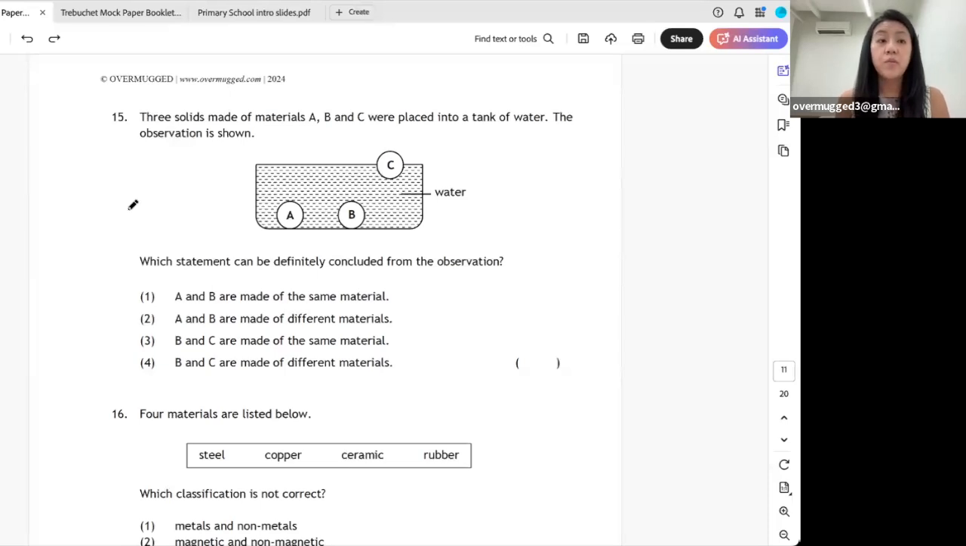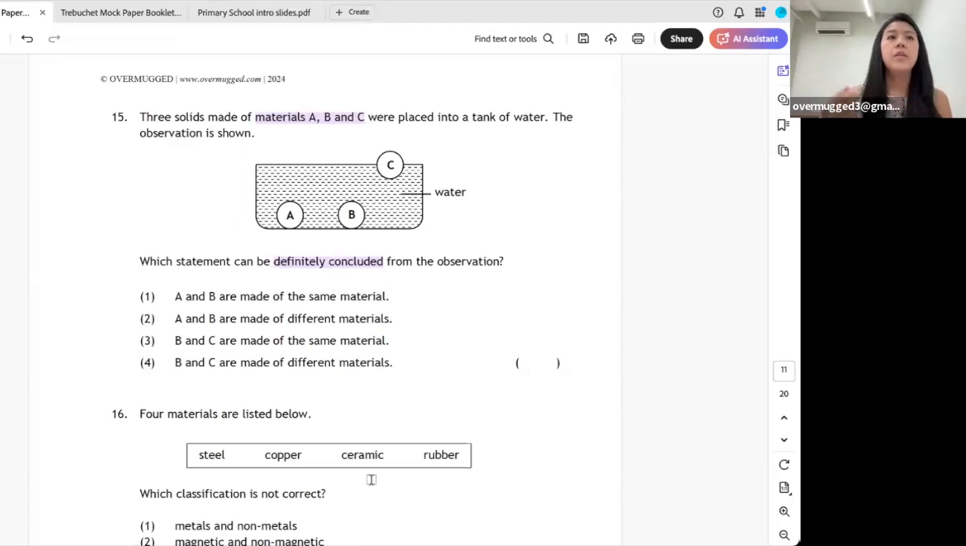Okay, so with that, we're going to move on with the physical science segment of this MCQ. In this question, we've got 3 solids, materials A, B, and C, that were placed in the water. And we see the observation below: A and B sink, but C floats. We are looking for statements that can definitely be concluded from the observation. Now, we are not told what materials A, B, and C are. Just because both are sinking, does it mean they are made of the same material?